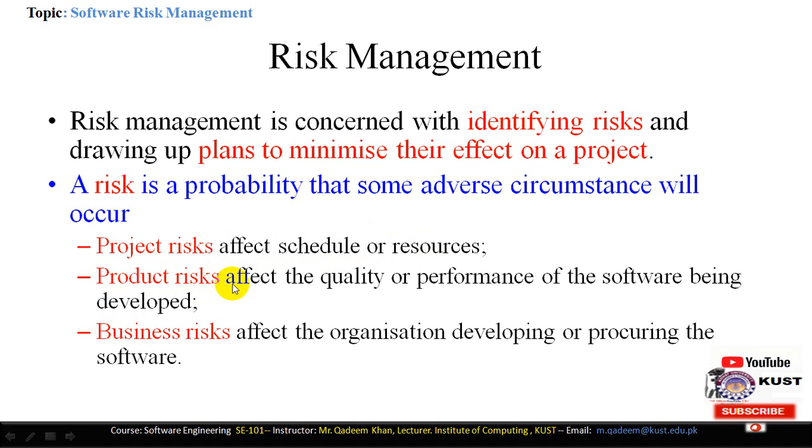The product risk affects the quality or performance of the software being developed. So product risks are those risks which are relevant to the products, and they may affect the quality or the performance of the software being developed. So in this way the product is affected. And the business risk is a risk which can affect the organizational development or procuring the software. It in fact affects the business of the organization. For example, product competition is a business risk.